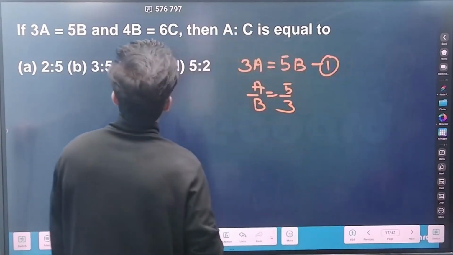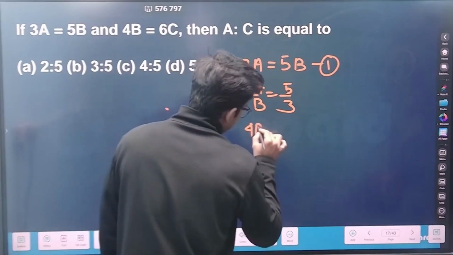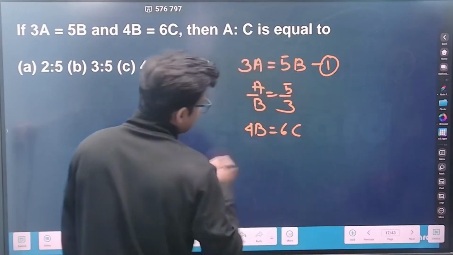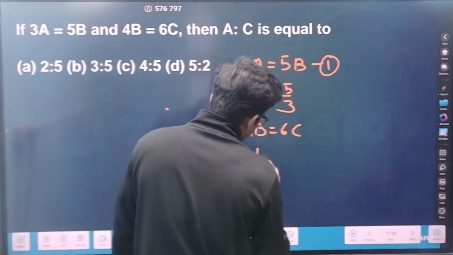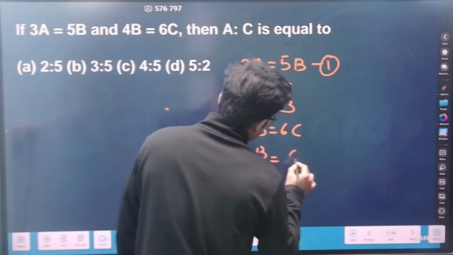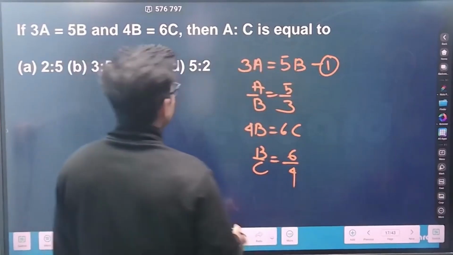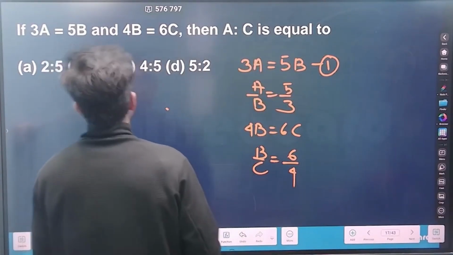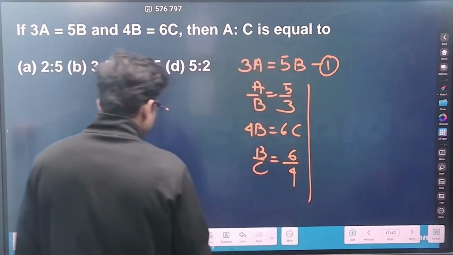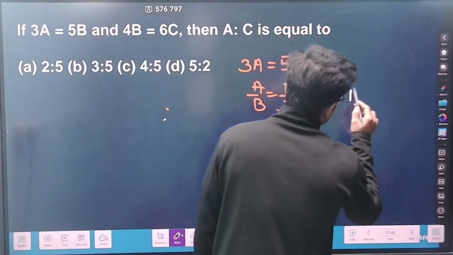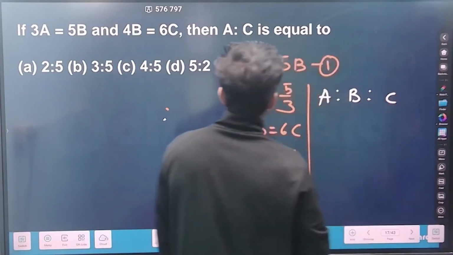The second part is 4B is equal to 6C. If this is equal to 6C, then B by C would be 6 by 4. Correct. Now the question comes, they're asking for A is to C. If they're asking about A is to C, we need to write A is to B is to C. Correct? Now this you need to write.